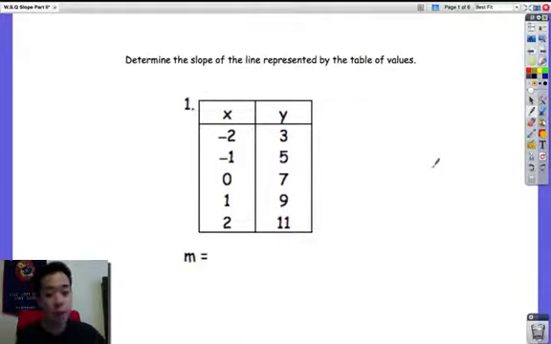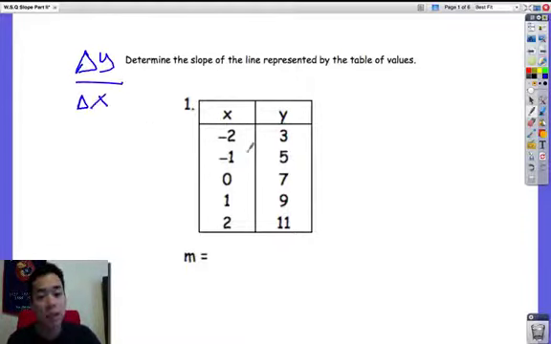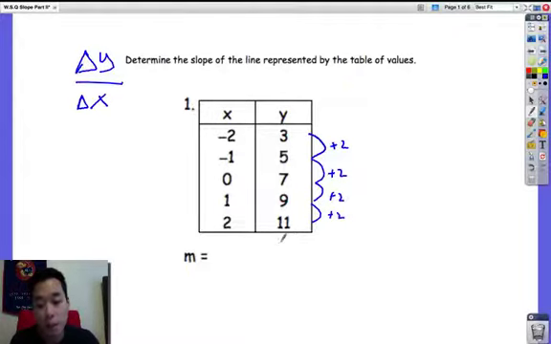The first thing I want you to remember is that slope is the change in y over the change in x. So I'm going to find the change in y. Here, from 3 to 5, that's +2. 5 to 7, +2. 7 to 9, +2, and so forth. If I wanted to continue the pattern, I know the next y is going to be 13 because it's also +2. That's the cool thing about slope: slope will help you find another point on the graph.